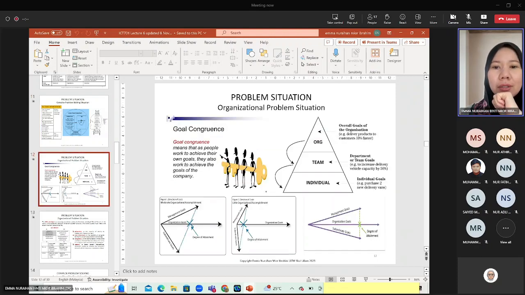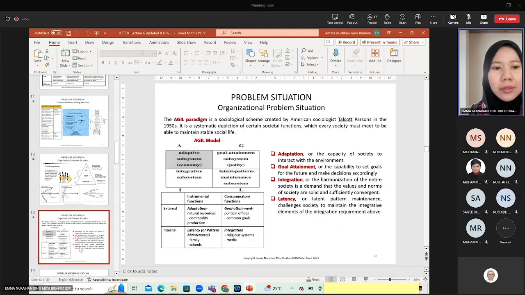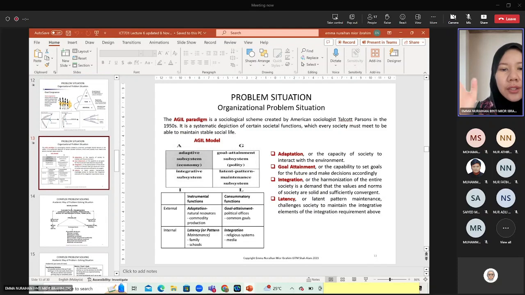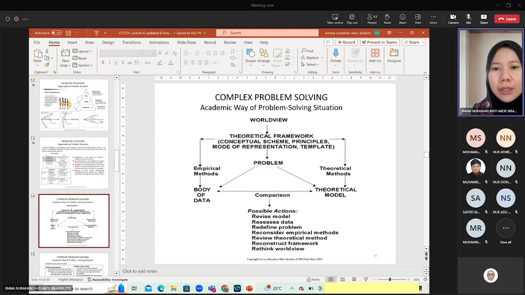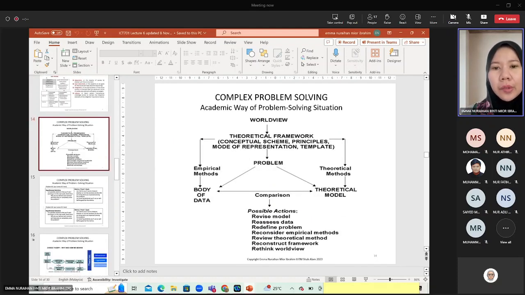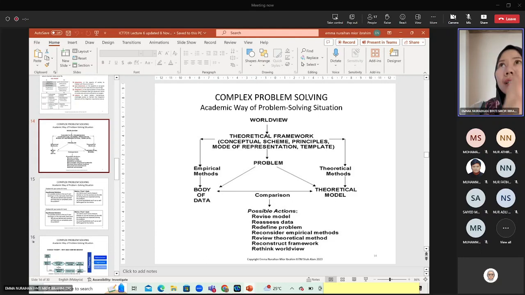So organizational problem situation. Okay, I think this one should be all right. Okay. Ini just for your information, nothing much. Okay, theoretic complex problem solving. Okay, academic way. I can't remember which lecture, but I've already showed you how my PhD students doing it.